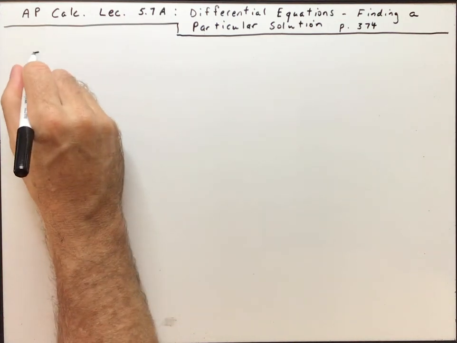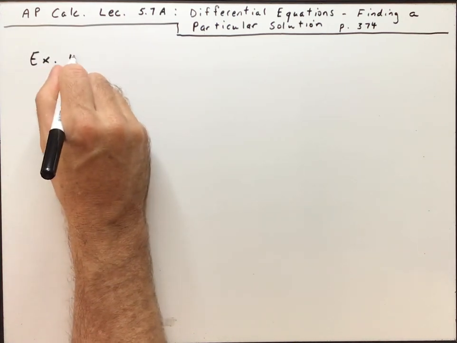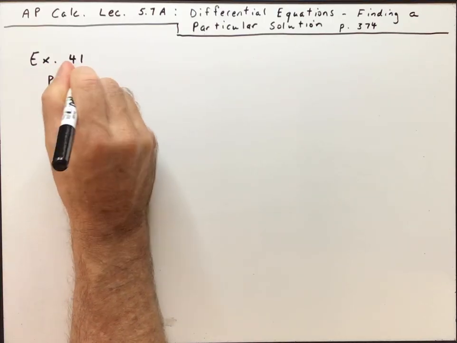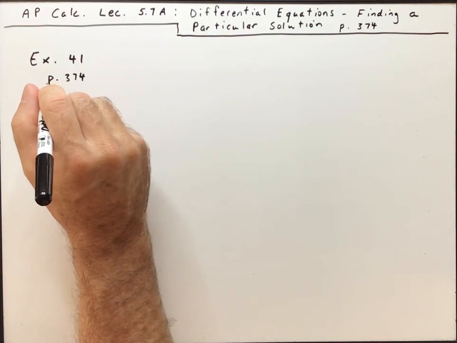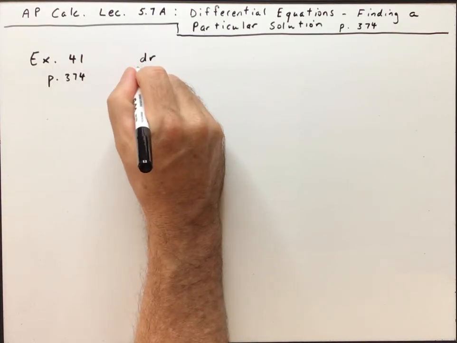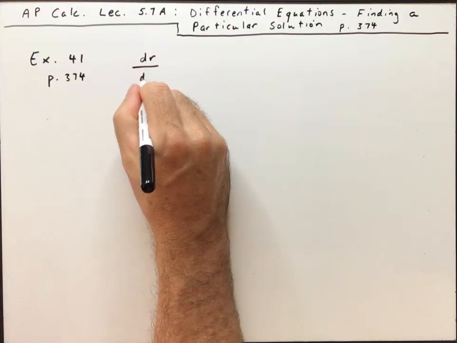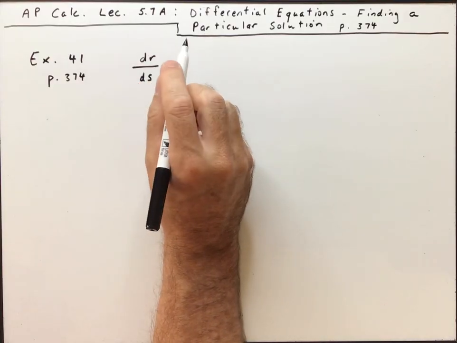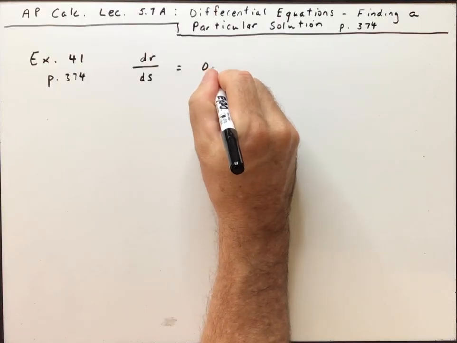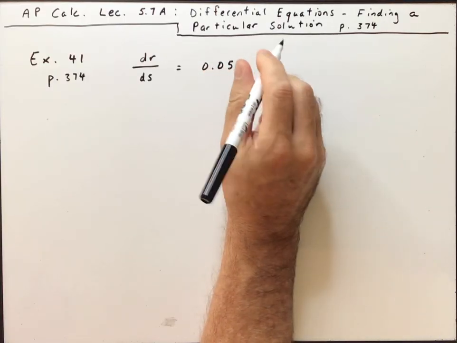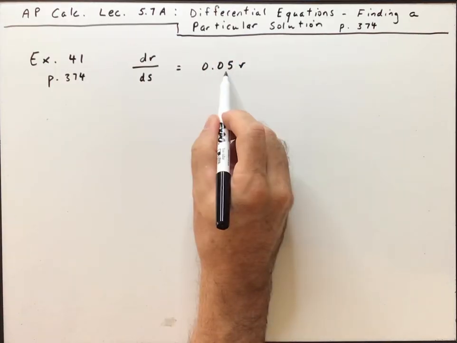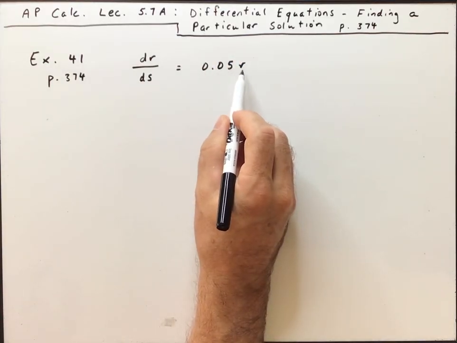Our last example is 41. So this is on page 374. So 41, we're finding the general solution again. I wanted to give one of these to remind you how to write a solution like this. So we have dr over ds is equal to 0.05 r.